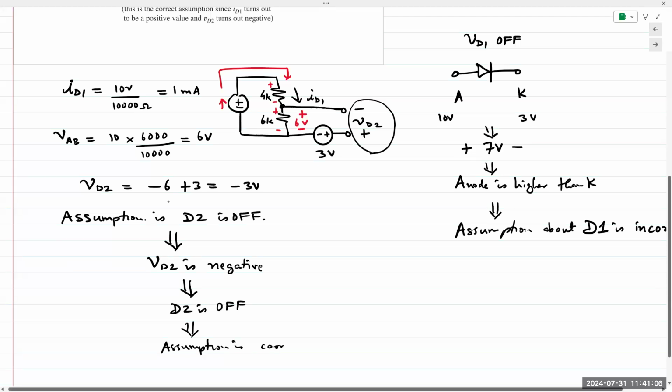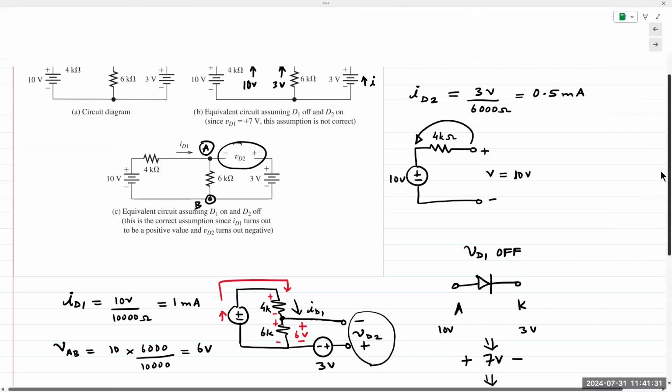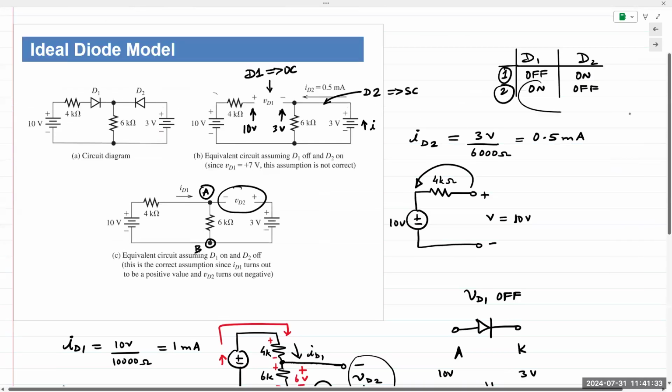Assumption is correct. So both parts of my assumption are correct. D1 was on. I obtained a positive value for the diode current, meaning diode D1 is on. D2 assumption was that D2 is off. I did obtain a negative value for VD2. So my second part of the assumption is also correct, meaning this is correct. Assumption number 2 is correct.